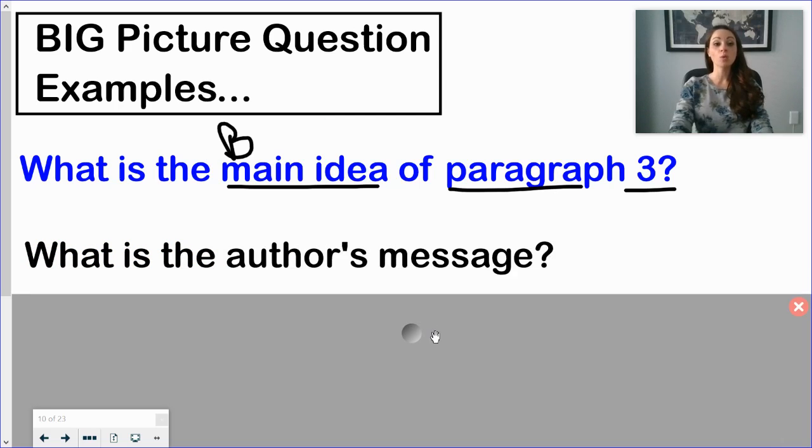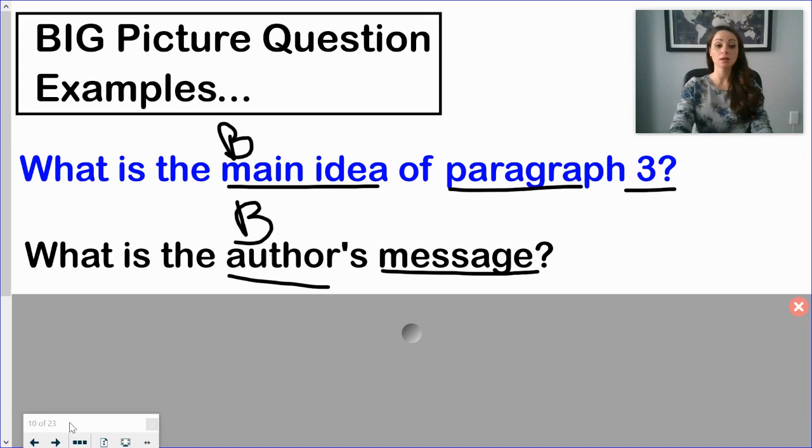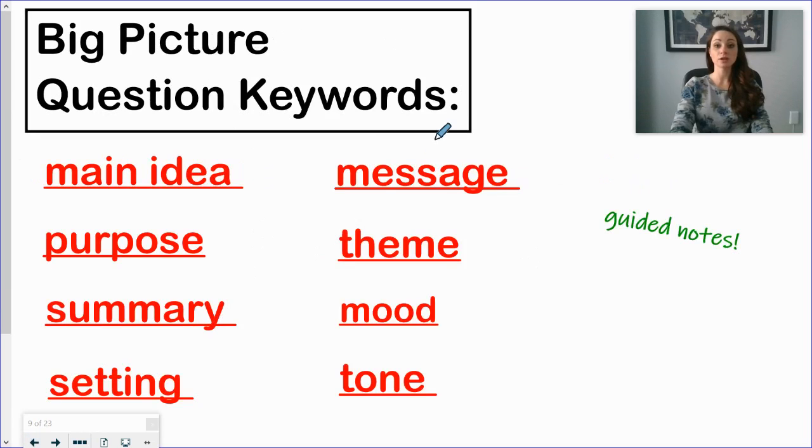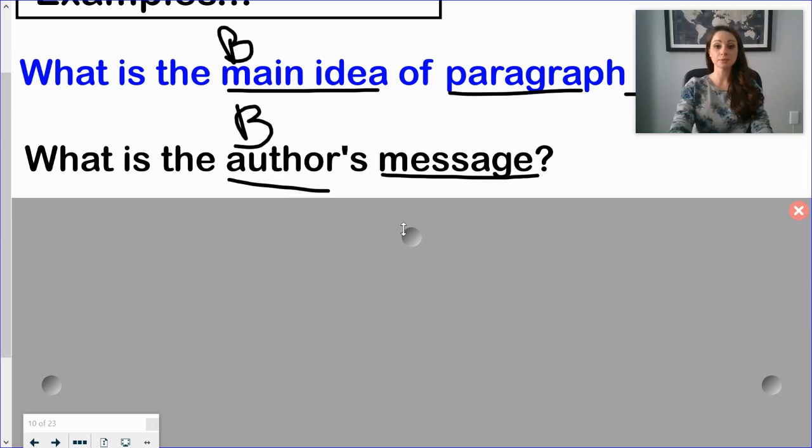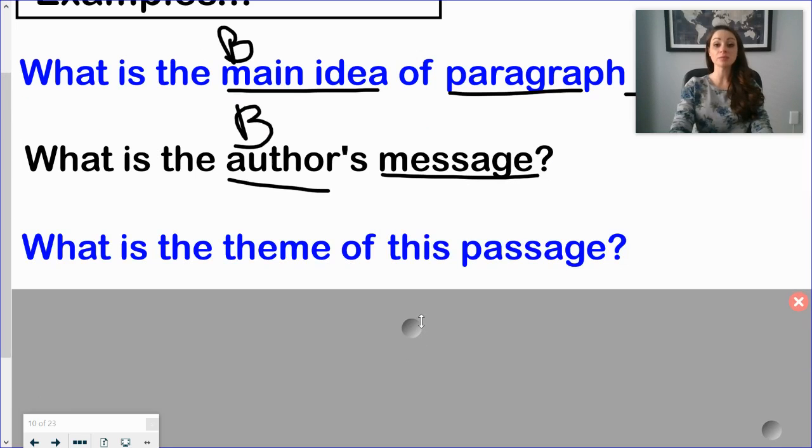Next example, what is the author's message? My keywords here would be author's message. And I would code this with a B because remember, message is one of our keywords for big picture questions. My next example, what is the theme of this passage? So I would underline theme as a keyword, and then if you'd like to underline passage, you could as well. And again, this is a big picture question because it has the keyword theme.